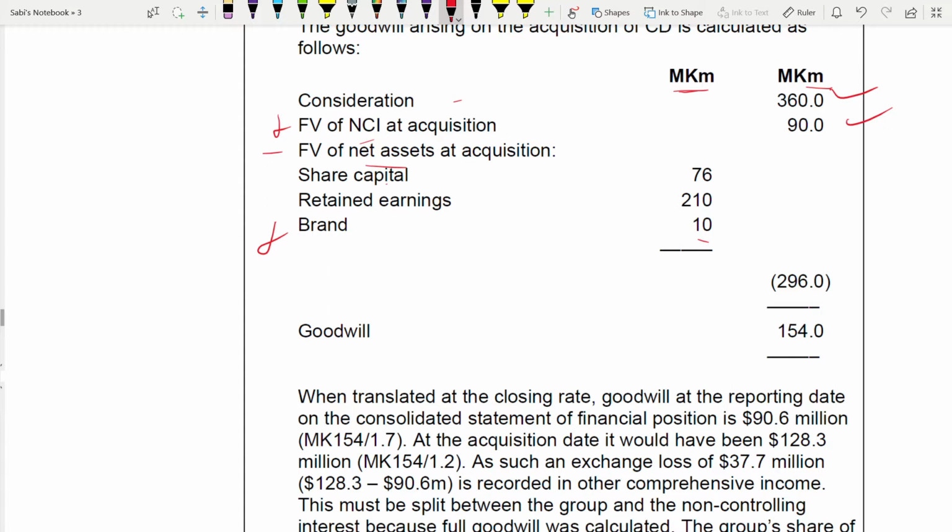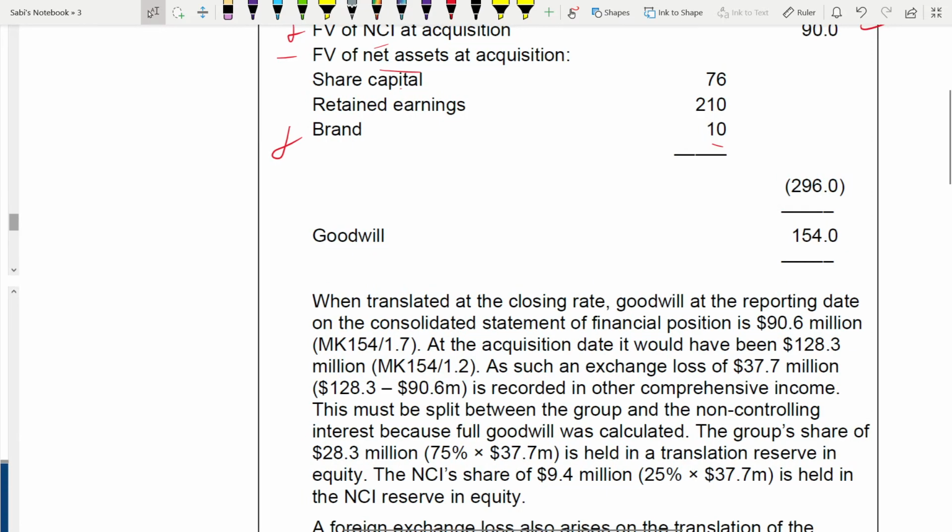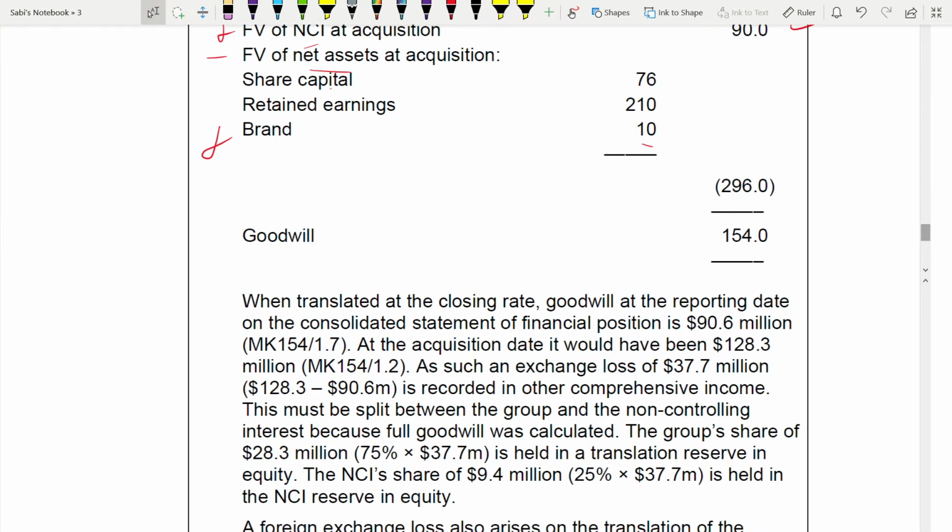No impairment of goodwill. If there is any impairment of goodwill, the case study will tell you. In the question it will be there. But nothing has been mentioned about impairment, so by default there is no impairment. Always, even in your exam, you have to go like this. Don't try to force yourself to find impairment. You cannot do that. Rate is not given. Nothing has been mentioned about recoverable amount or anything like that.